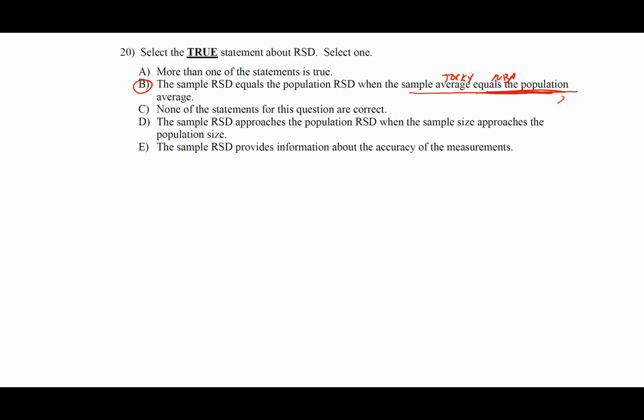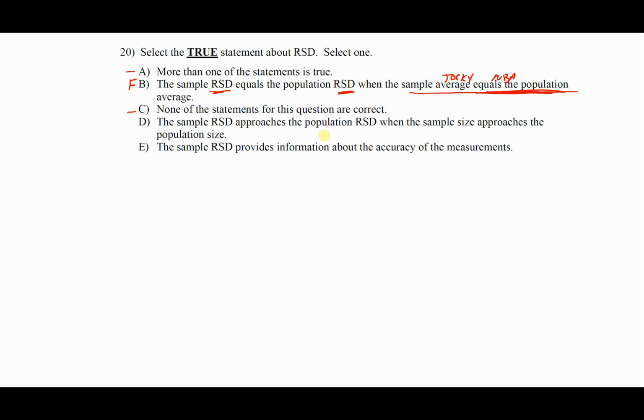For example, if we had everyone in the class stand up that was 5'8", that's the population average. What's our standard deviation at that point? It's not going to be like the rest of the country, which means our RSD will be wrong. They won't match. So this is absolutely false. None of the statements are correct. We've got to come back to those two.